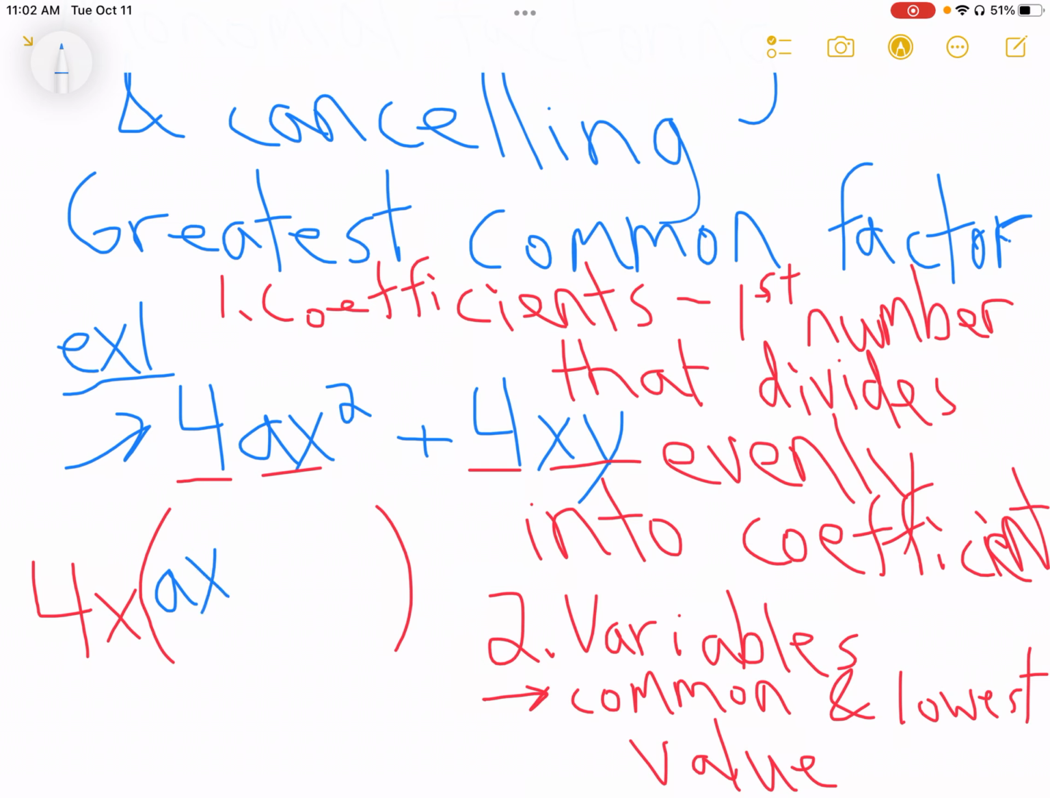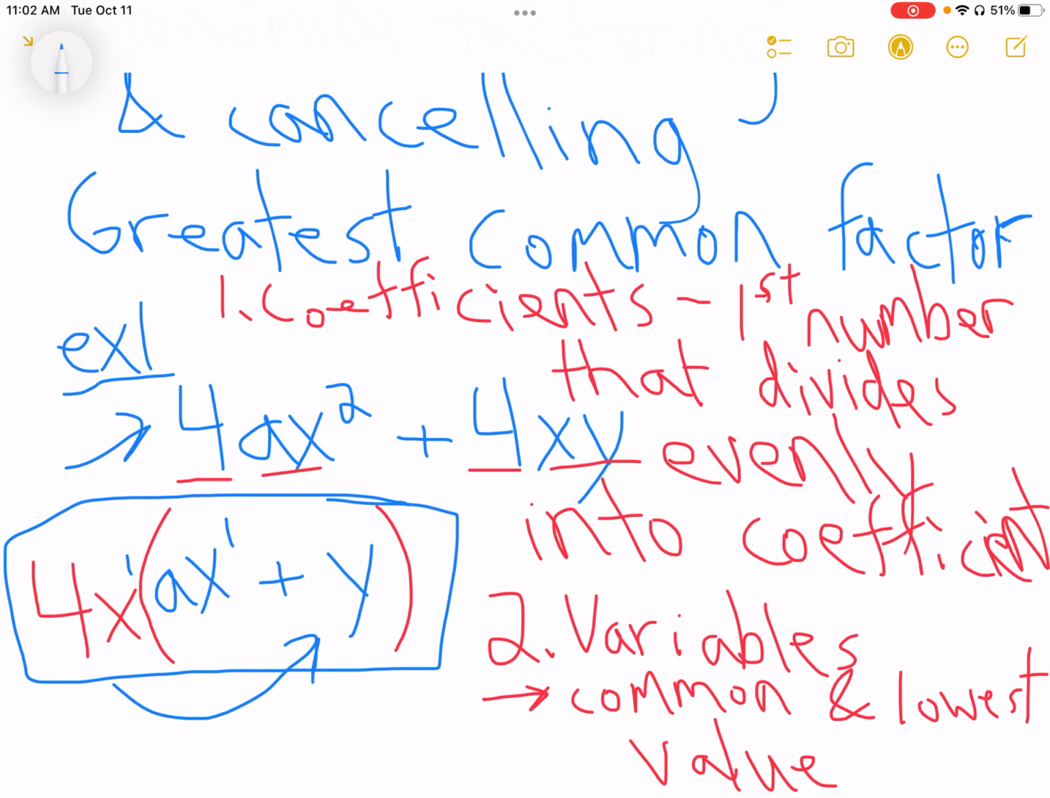Because if I multiply these two together again, I'd end up with 4ax squared, right? Because there's actually a 1 as an exponent for both of these. And then over here, I'd say plus, and then if I took a 4 and an x out of this second one, then I would just have plus y, right? Because if I multiply these two together, I get 4xy, like that. Okay, so that would be the answer to that one, right? I just go ahead and factor it like that.